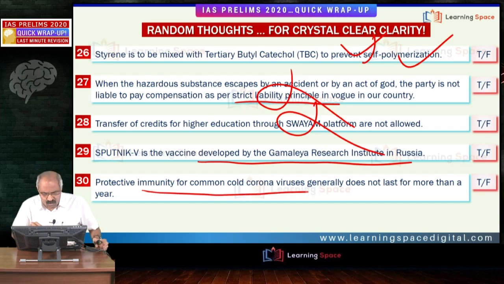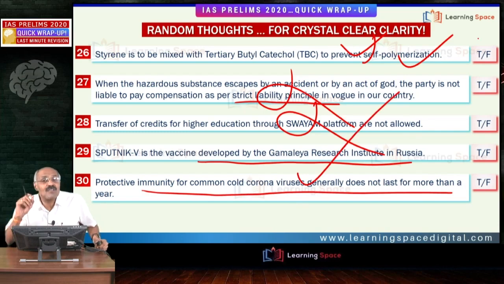Protective immunity for common cold coronaviruses generally does not last for more than a year. Absolutely correct. The problem with this coronavirus, or you can say the common cold, is that it is due to coronaviruses. There are a number of coronaviruses. Therefore, a vaccine is not possible for the common cold. And the protective immunity because of the common cold may not last long, not more than 1 year. Because of that, people are affected by the common cold quite often.